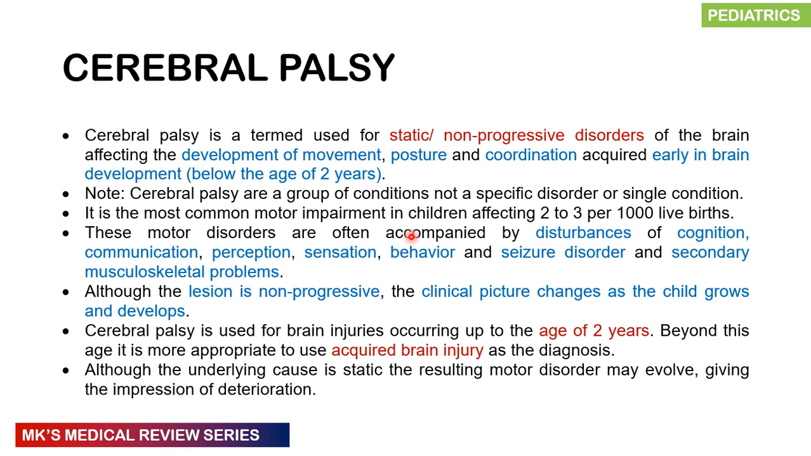And remember that most of these injuries are going to be happening below the age of 2 because that's where most of the development is going to be happening, and injury during this period is detrimental to the child and can actually affect the child for the rest of their lives. And remember that if someone gets any injury to the brain after the age of 2, we refer to this as acquired brain injury. And even though the underlying cause is static, the motor dysfunction, like I said, will appear as if it is evolving, and this may give you the impression of this person deteriorating, but this may not be the case in terms of the underlying cause.